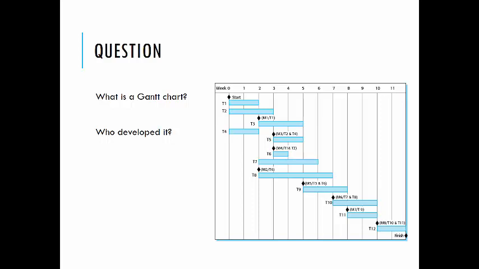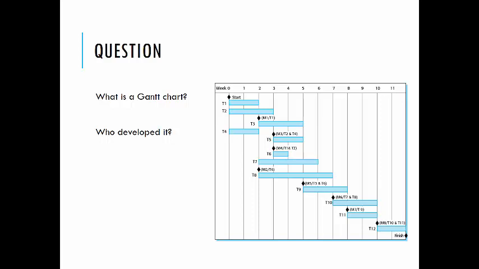Here you can see the project starts at week 1 and finishes at week 12. You can see the different activities denoted as T1 through T12 and when they take place. For example, you can see T1, T2 overlap, but we're not going to begin T5 until we have T2 complete. T3 seems to be dependent on T1.